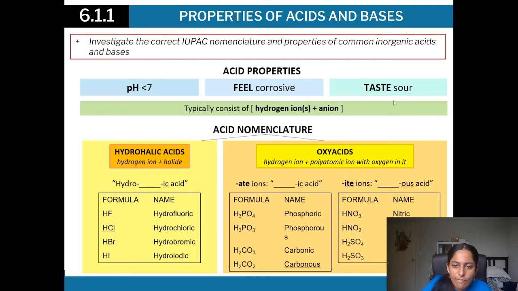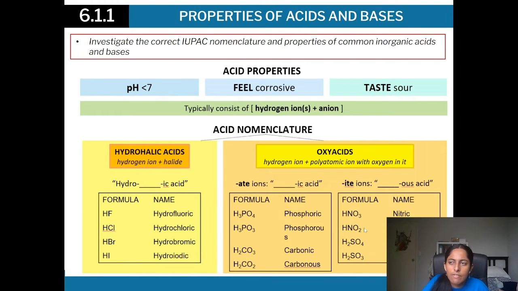If you have an oxyacid, that means you have a hydrogen ion and a polyatomic ion, something like phosphoric or nitric. It's going to depend on whether the ion ends with an ATE or an ITE. So let's say it's nitrate, it becomes nitric. So in this case, it'll just be nitric acid for something like HNO3.